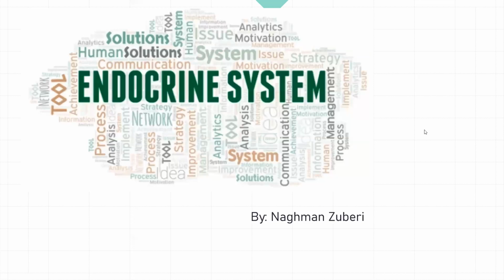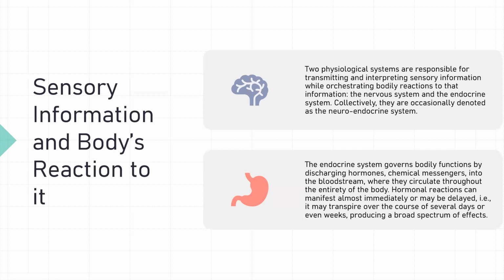Okay guys, today we will be discussing the endocrine system: sensory information and the body's response or reaction to it. There are two physiological systems responsible for transmitting and interpreting sensory information while orchestrating the bodily reactions to that information, and those are the nervous system and the endocrine system. Collectively, we call them the neuroendocrine system.